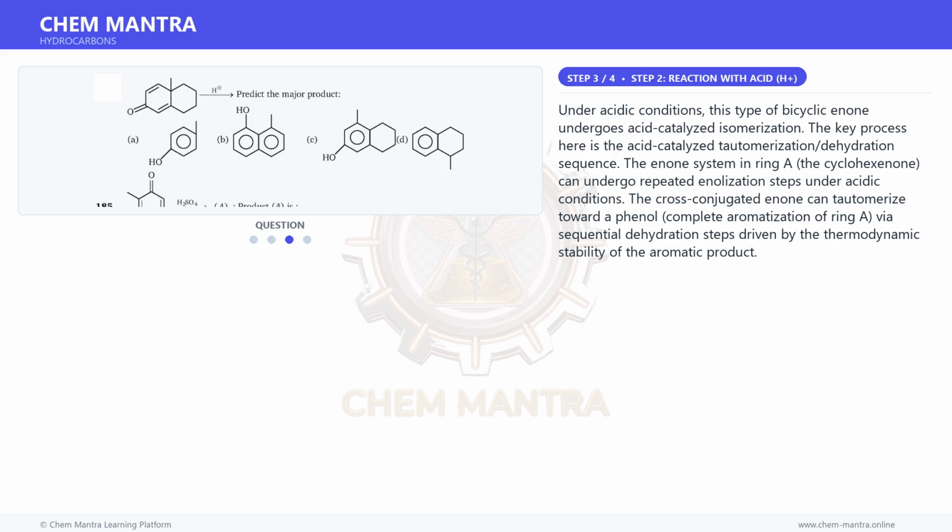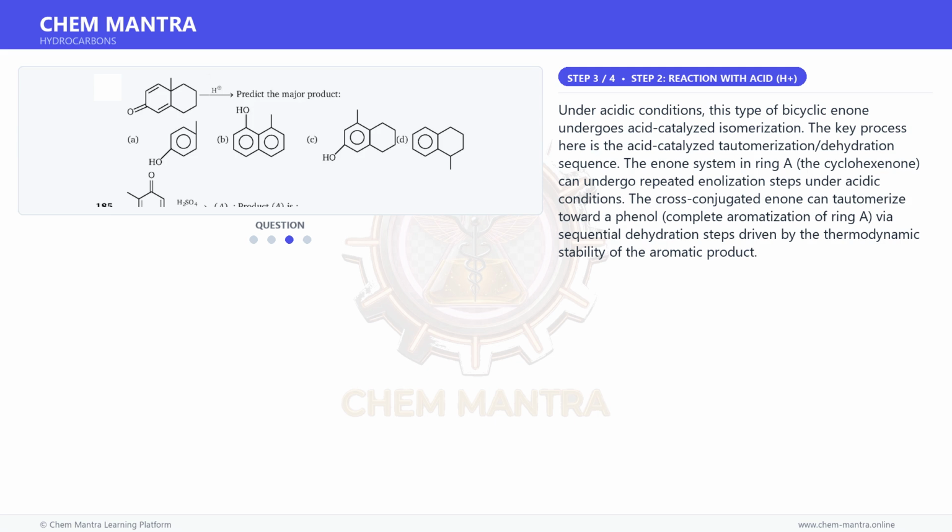Moving on to the next step. Under acidic conditions, this type of bicyclic enone undergoes acid-catalyzed isomerization. The key process here is the acid-catalyzed tautomerization dehydration sequence. The enone system in ring A, the cyclohexane, can undergo repeated enolization steps under acidic conditions.